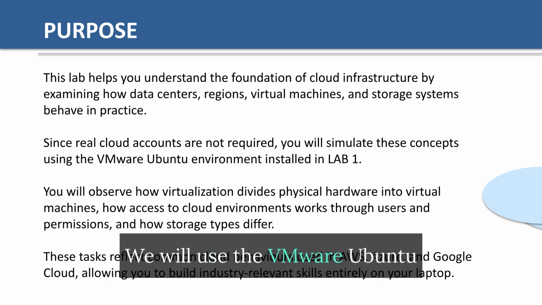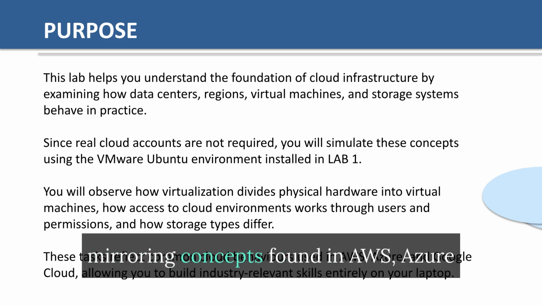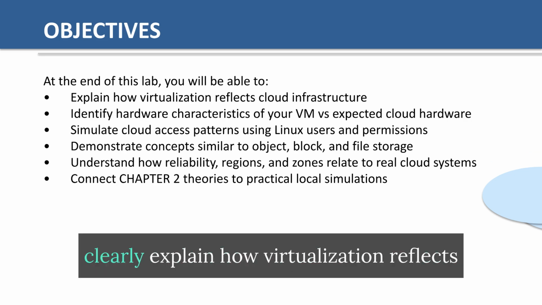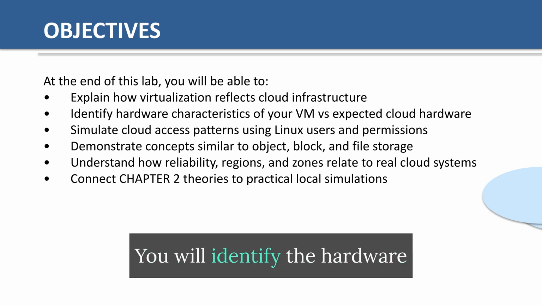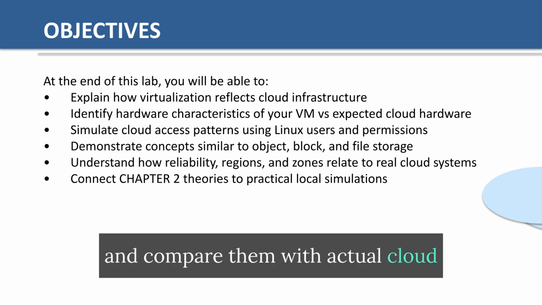We will use the VMware Ubuntu environment installed in Lab 1 for these simulations, mirroring concepts found in AWS, Azure, and Google Cloud. By the end of this lab, you will be able to clearly explain how virtualization reflects real cloud infrastructure. You will identify the hardware characteristics of your virtual machine and compare them with actual cloud servers.